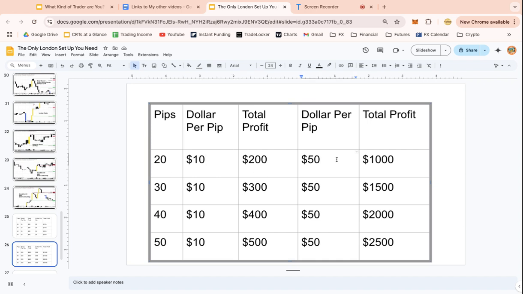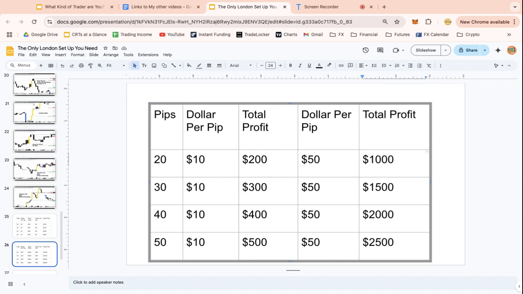And let's say you get up to the level where you have a fairly sizable account, and you can take a trade that will pay you $50 per pip. Imagine a 20 pip trade paying you $1,000. Imagine making $1,000 a day off 20 pips. And I don't like to say a day, I say a trade, because you're not going to make $1,000 every single day. Like, that's just not very realistic. But you can make $1,000 every single trade.